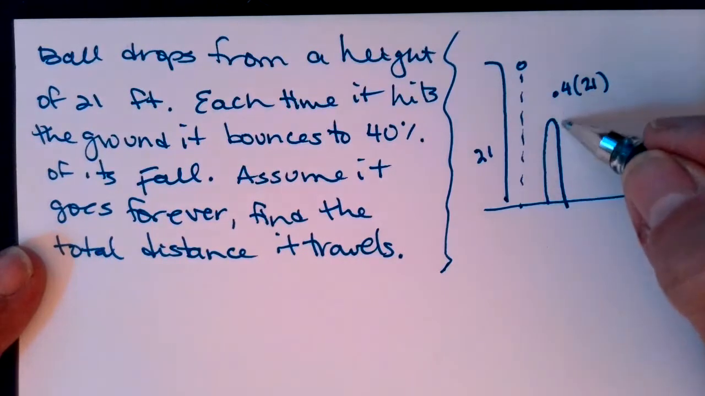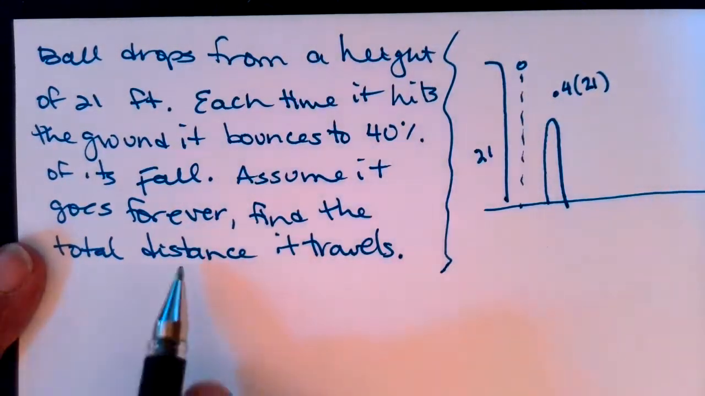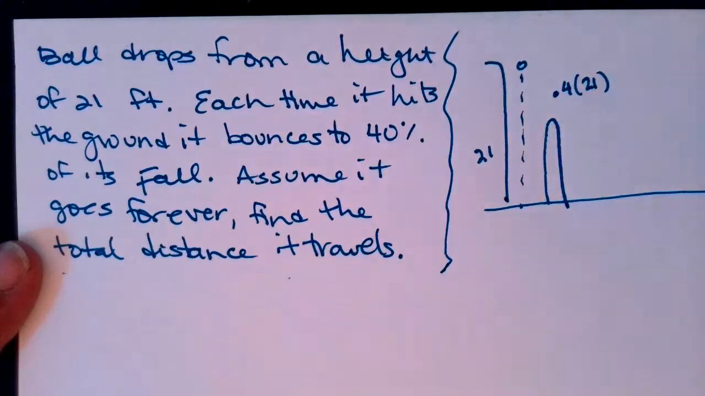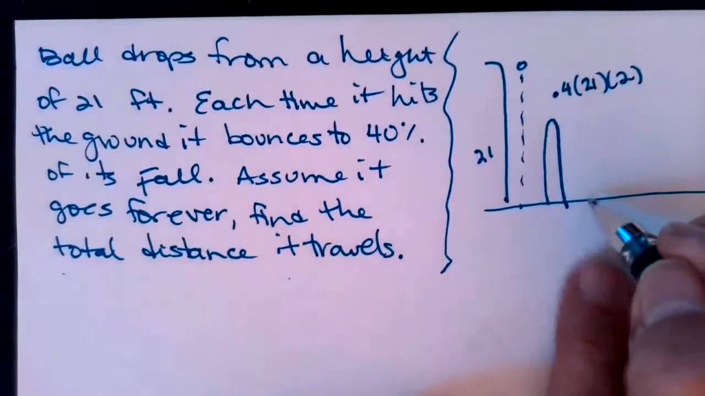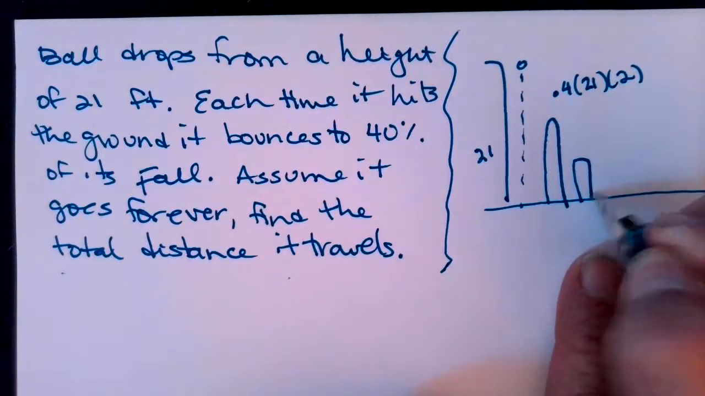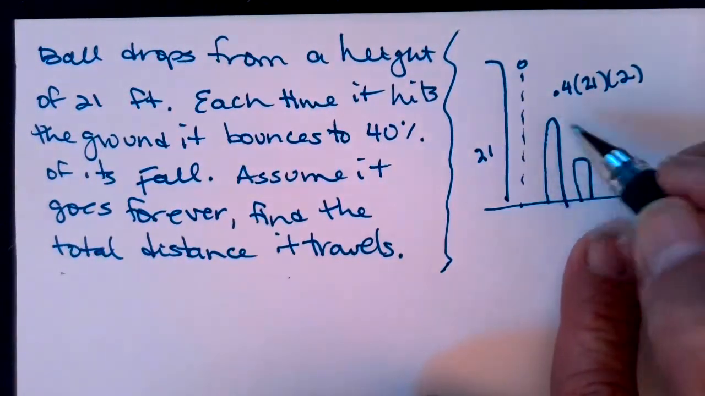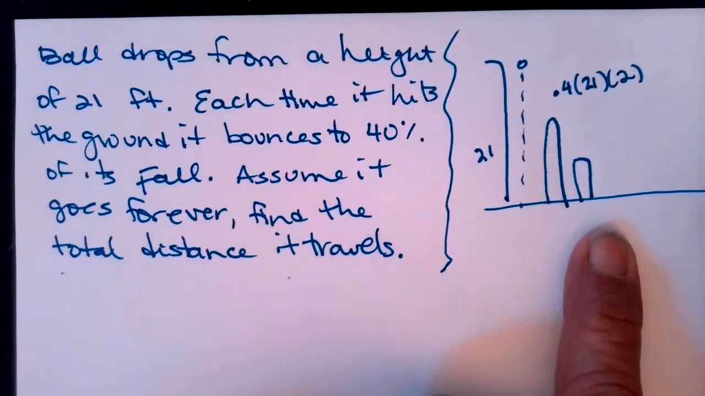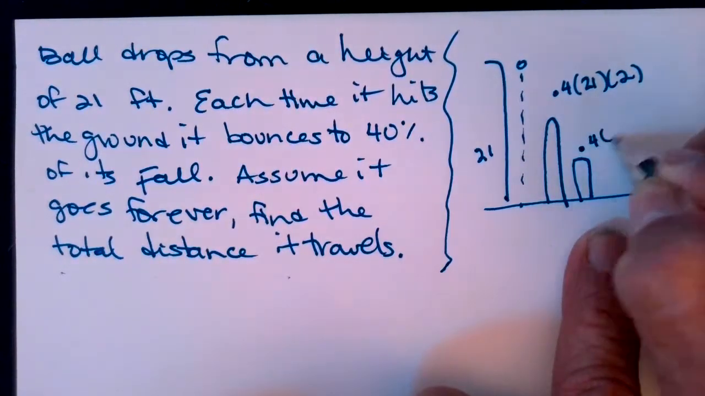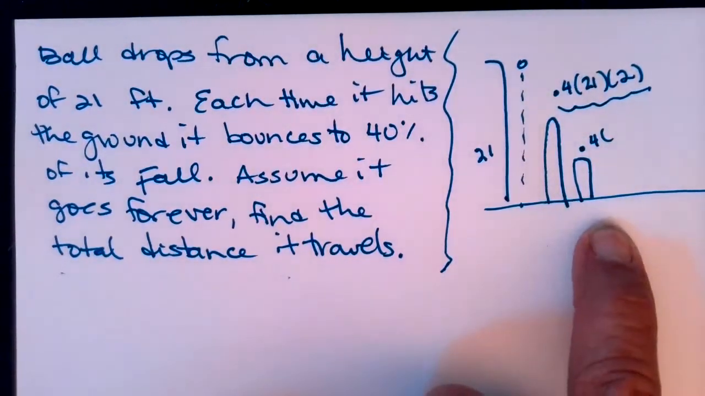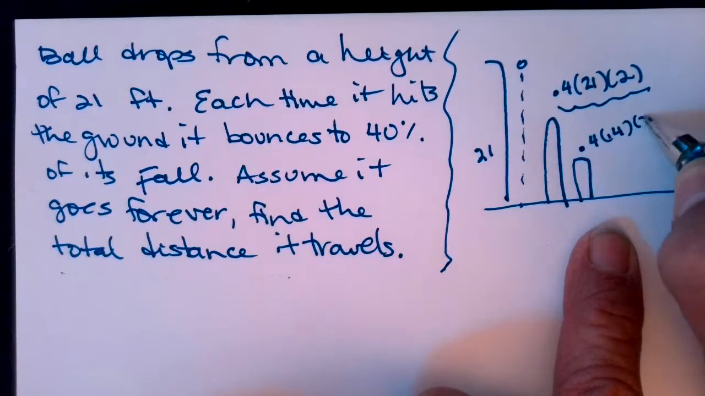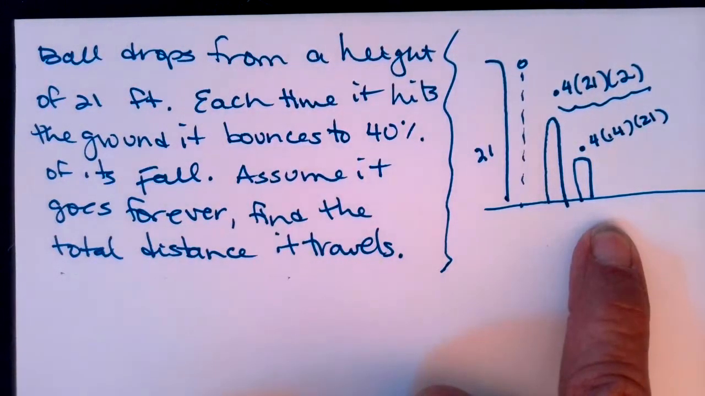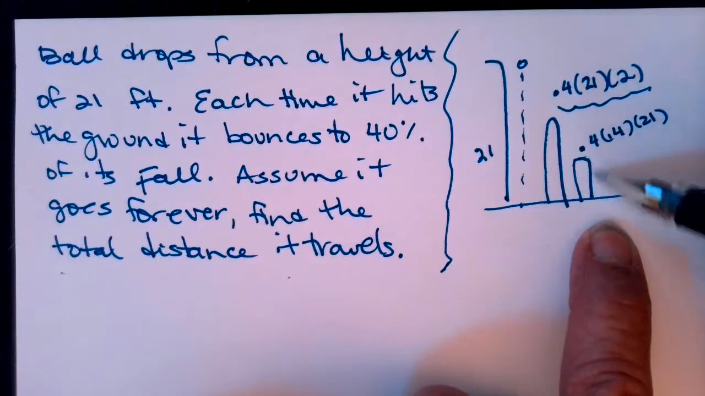But it's going to go up and it's going to go back down, so we're looking at the total distance that it travels. So we're going to get two of those. Now the next time that it bounces up and comes back down, it's going to be 40% of that amount that it just did. So that'll be 0.4 times that last height that it dropped, which is 0.4 times 21.